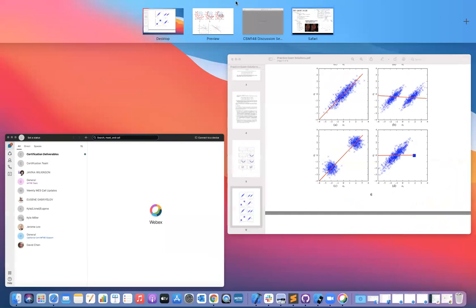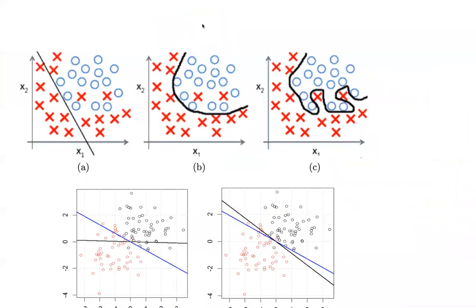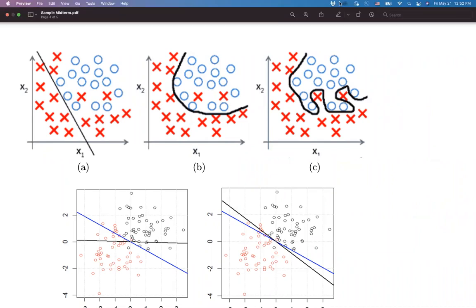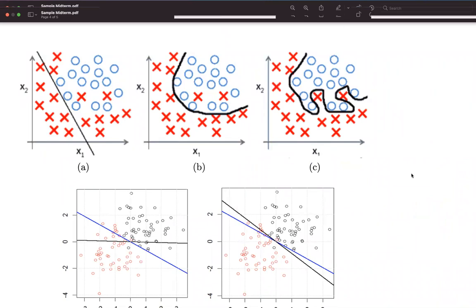Okay, so with that in mind, let's go back here. Now that we have that idea in mind, which of these models do you think has overly high variance? Which one do you think has overly high bias? And which one do you think is that sweet spot where we've balanced it perfectly?